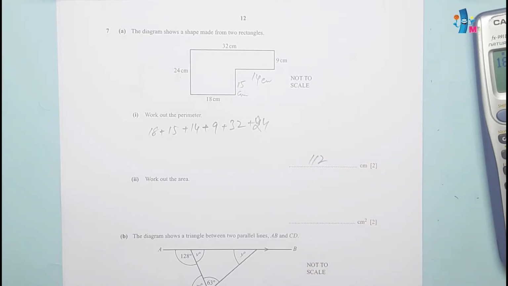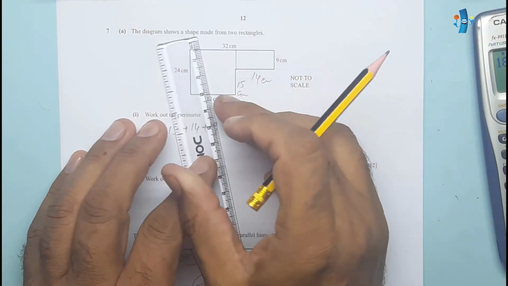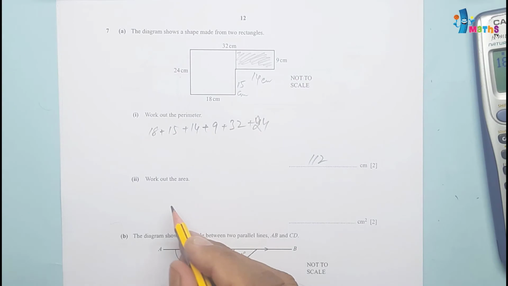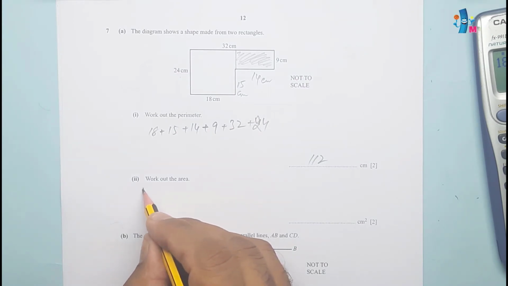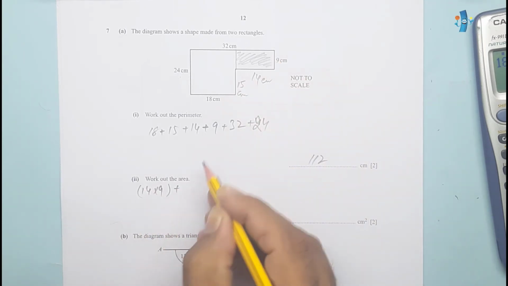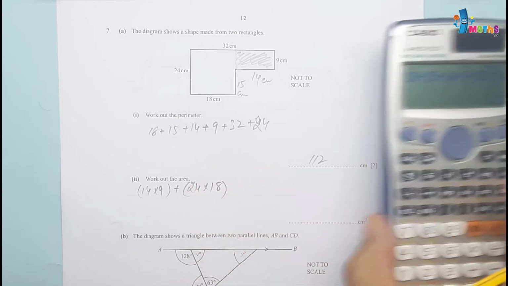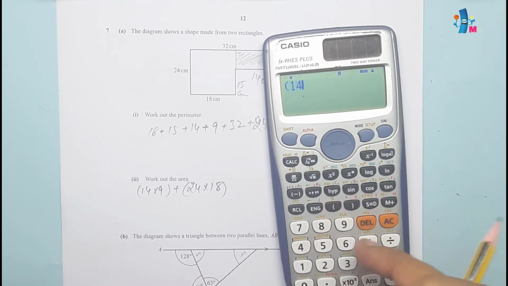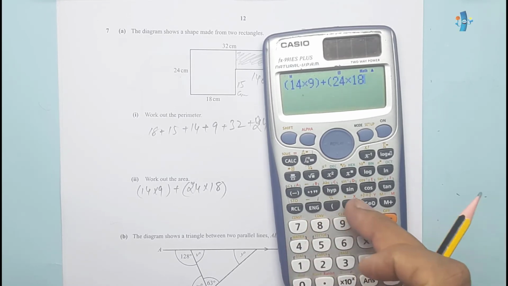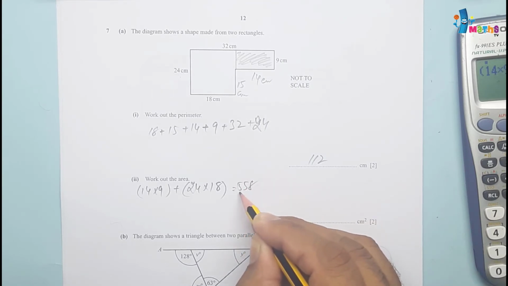Work out the area. For area, we will be just dividing into two rectangles, and one will be this shaded one, the other one is unshaded. So area of shaded one will be 14 multiply by 9, this side multiply by this side, plus this one will be 24 multiply by 18, and then we will be adding them. 14 into 9 plus 24 into 18, this will be equal to 558.